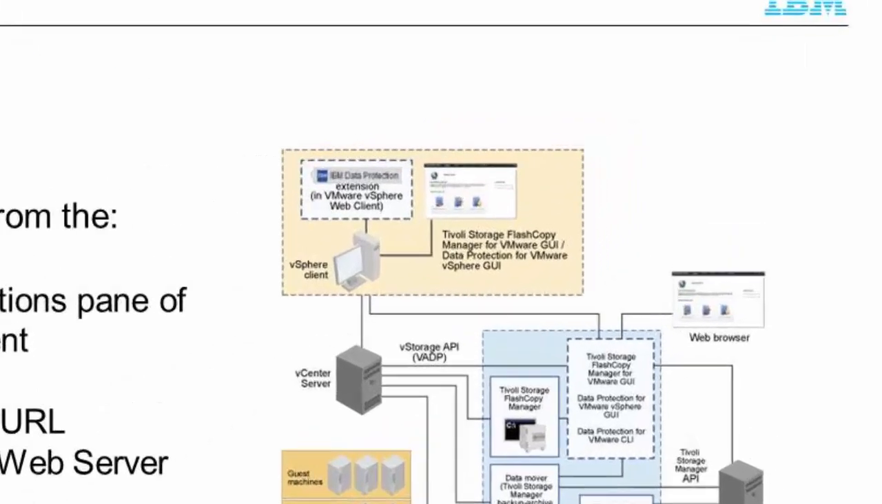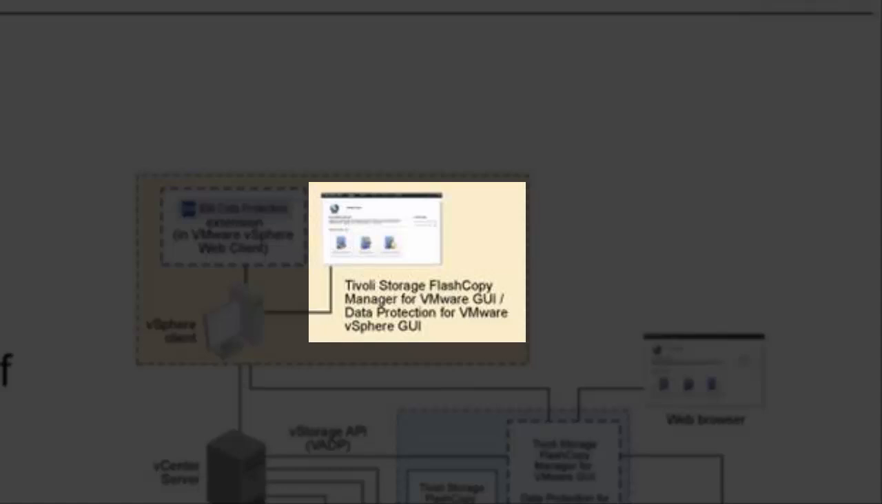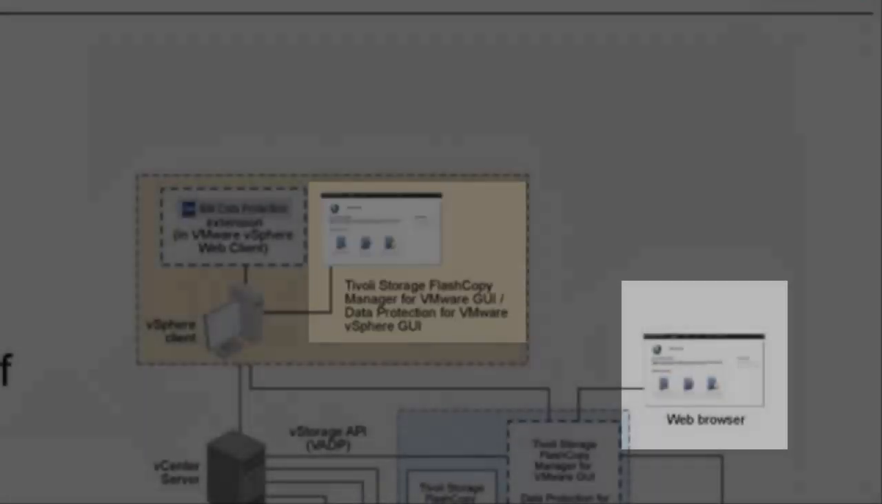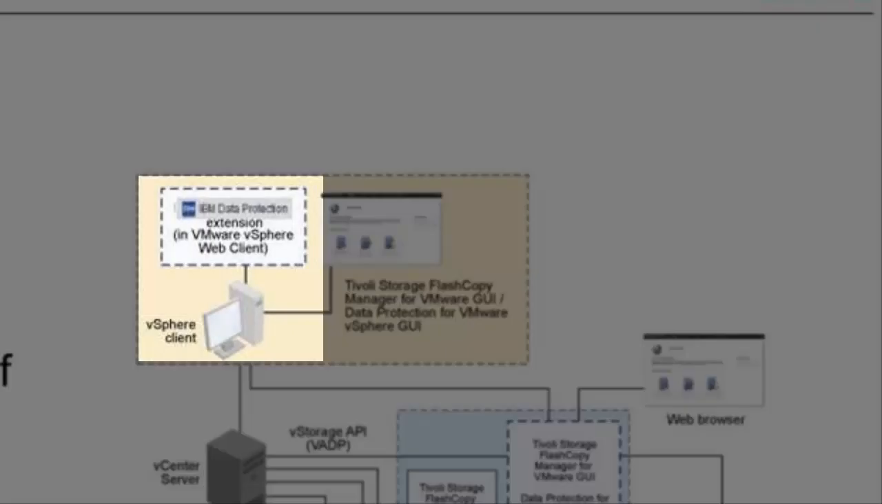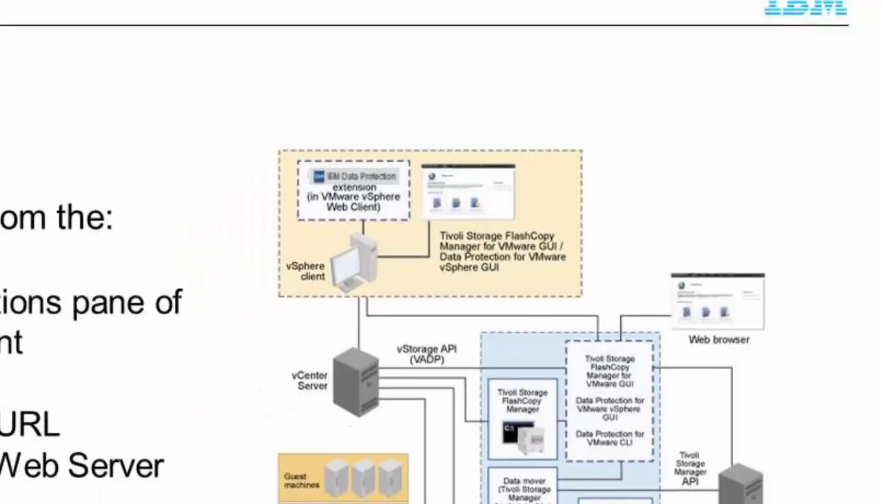From the Solutions and Applications pane of the vSphere web client, from a URL bookmark to the GUI web server, from the vSphere web client GUI. Let's get started with installing FlashCopy Manager.